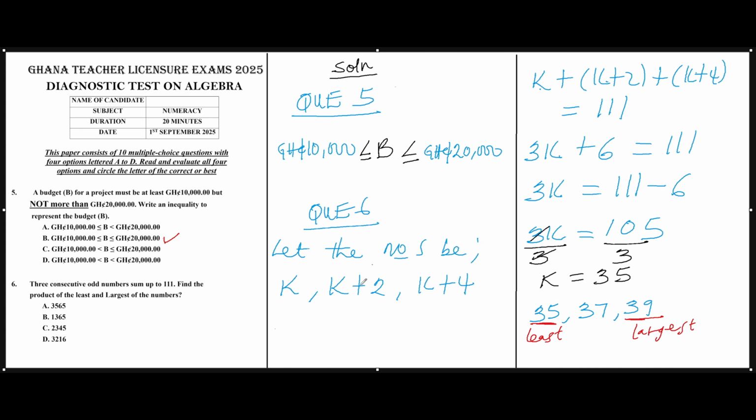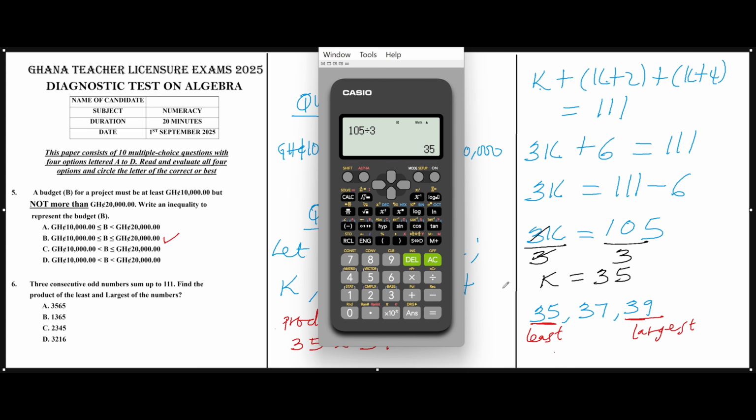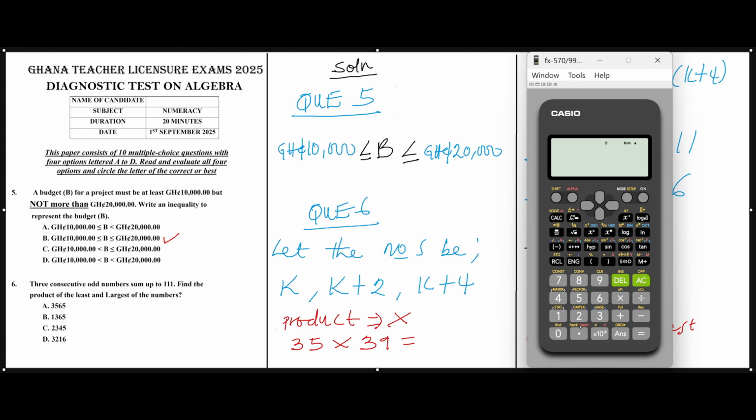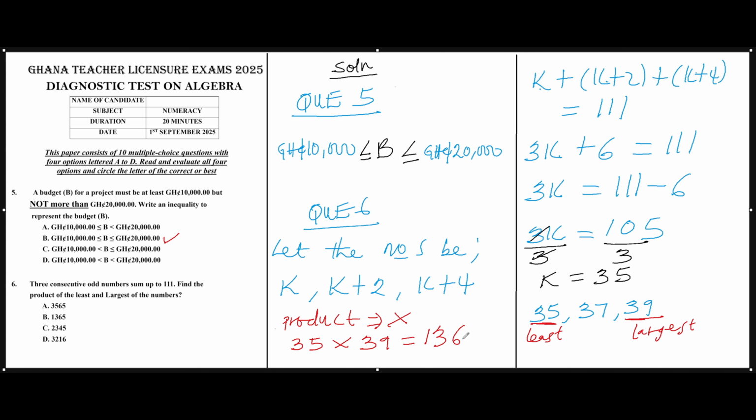Remember, in algebra, product implies multiplication. So we have the least times the largest: 35 times 39. Let's verify and see. 35 times 39 is 1,365. So the right answer is option B.